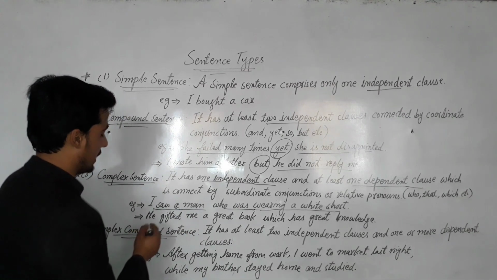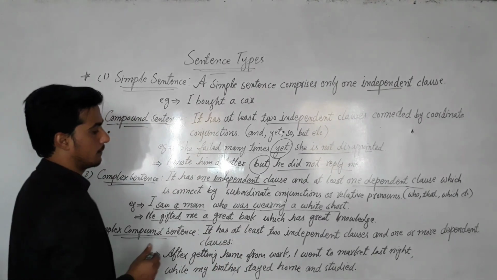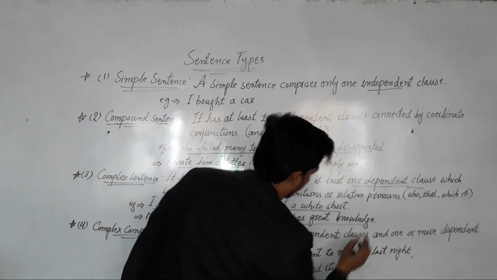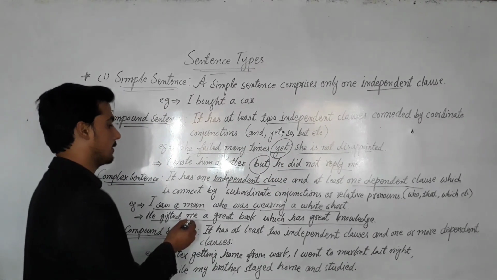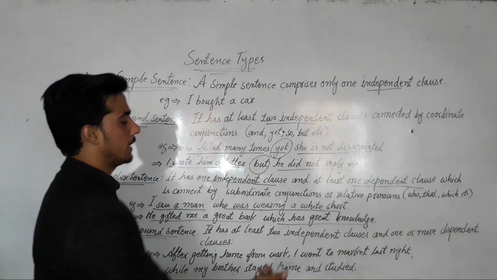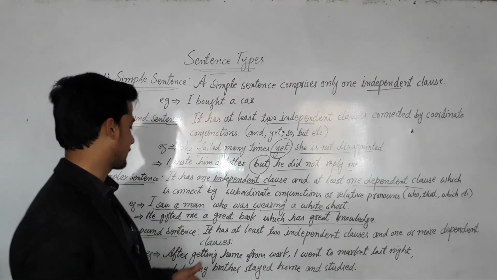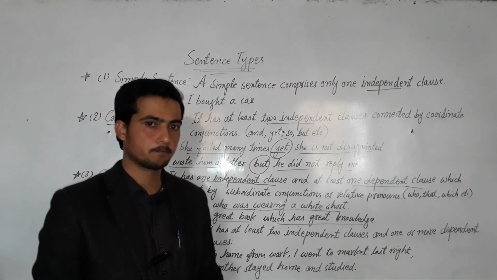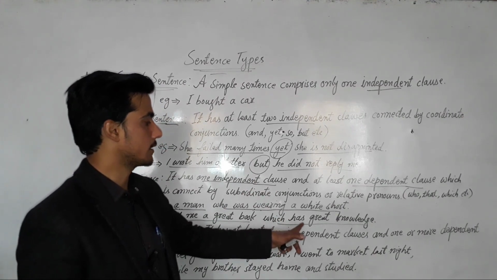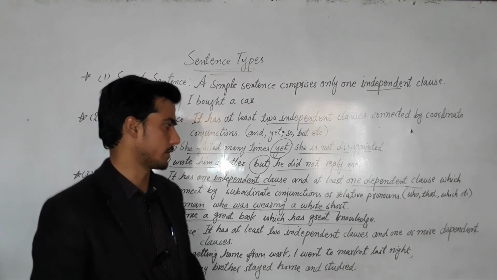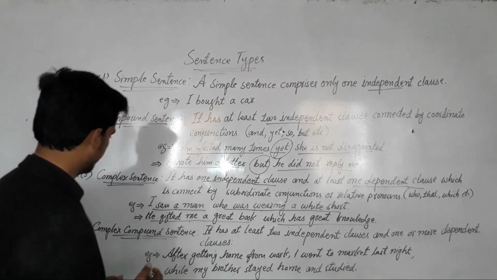And look at the second one. He gifted me a great book which has great knowledge. Same as the case here, this one is the main clause, or we can say independent clause, and this one is dependent, because this one can stand alone. For example, he gifted me a great book, so it can give complete sense by itself. But this one cannot stand alone as a sentence: which has great knowledge. Got the point? Okay. Move further.